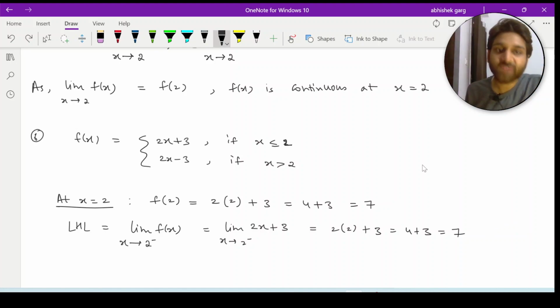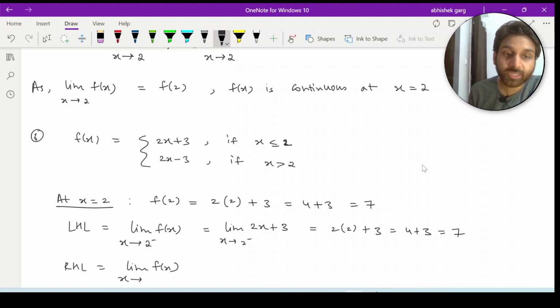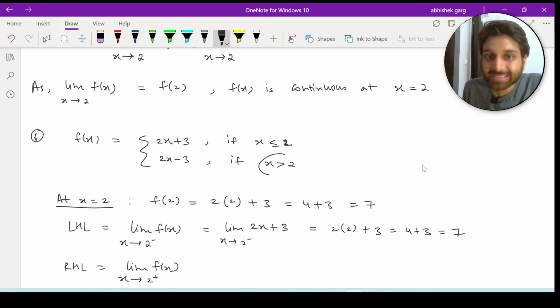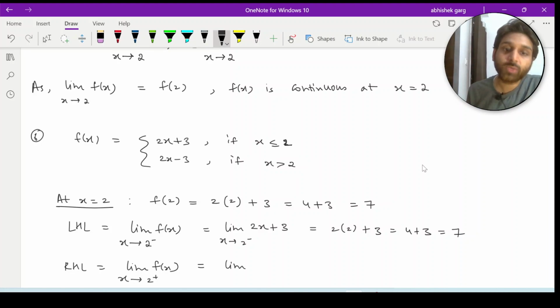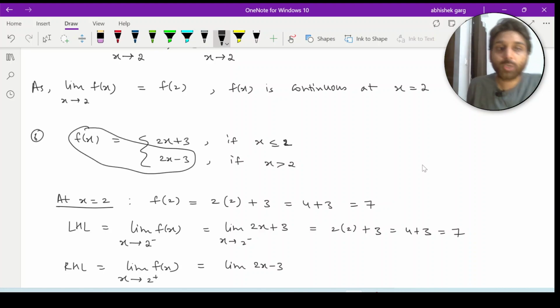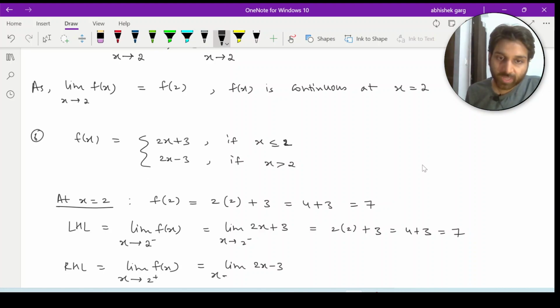Now let us find out the right hand limit. So right hand limit is equal to the limit of the function when x is tending to 2 plus. x tending to 2 plus means slightly more than 2. So we will be in this category when x is greater than 2. So this time we will use f(x) as 2x minus 3. Now let us do direct substitution. So it will be 2 into 2 minus 3. So this is 4 minus 3, which is equal to 1.